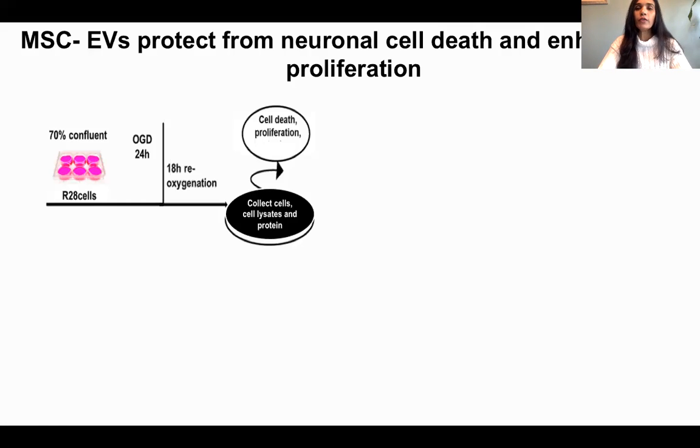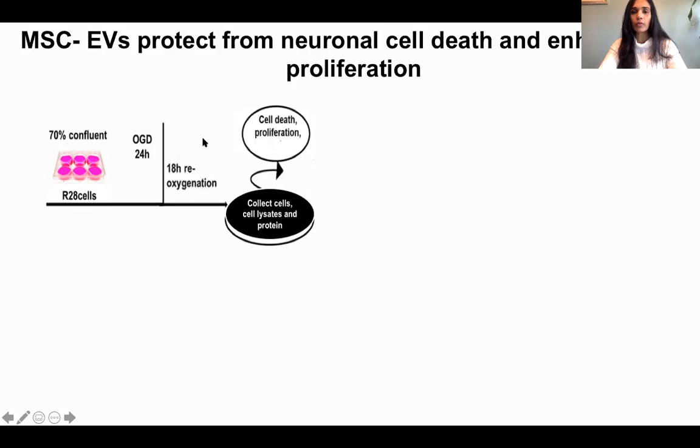For our in vitro model, we used OGD, oxygen glucose deprivation. The media has no glucose, and the cells are kept in hypoxic conditions, 1% oxygen. That mimics the in vivo ischemia in the cells. We put them in OGD for 24 hours, then take the cells out and reoxygenate in the normoxic chamber. At the end of that, we measure endpoints like cell death and proliferation, and we can also collect the cells to do Western blot and everything.